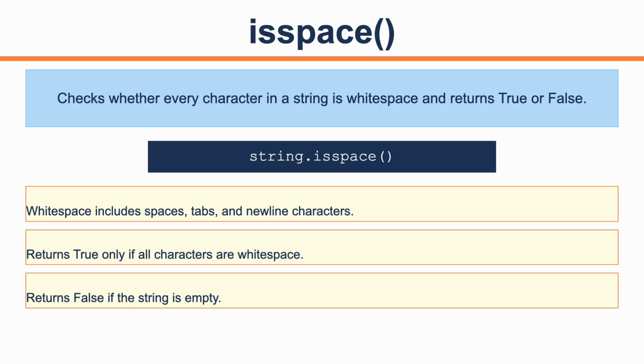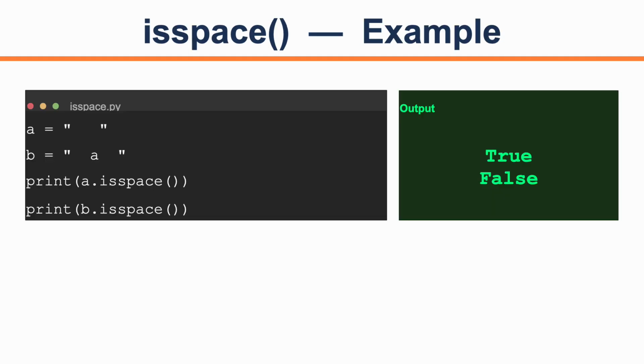The isSpace method checks whether every character in a string is whitespace. Whitespace includes spaces, tabs, and newline characters. It returns true only if all characters are whitespace and the string is not empty. Here we check two strings using the isSpace method. The first string contains only spaces, so it returns true. The second string contains a letter along with spaces, so it returns false.